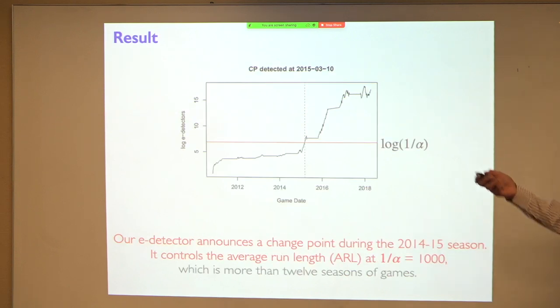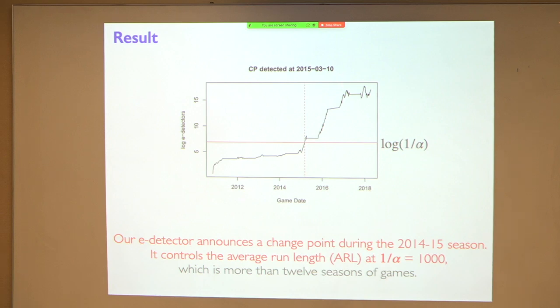So this is what we do. We also mix over Q, I'll get to that soon. But you run the E detector, and I'm showing you on the log scale now. This is log 1 over alpha that it had to cross. And so the E detector was doing something, and then it spikes up at some point in the 2014-2015 season. It crosses the threshold, it continues to increase. You get more and more evidence, perhaps, if you think about it that way. But anyway, there was a change point. That's the point at which we declare it.